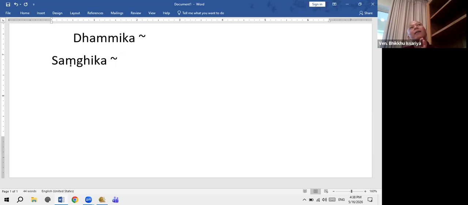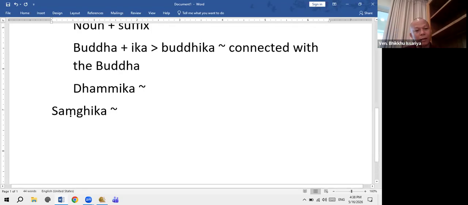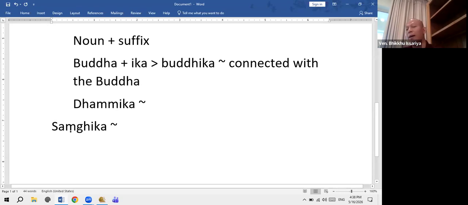So now Buddha became Bodhika, Dhamma became Dhammika, Sangha became Sangika. The meaning of Buddha is Buddha, Dhamma is Dhamma, Sangha is Sangha, but with Ika, the meaning is connected with. In this way, it can be generally understood.